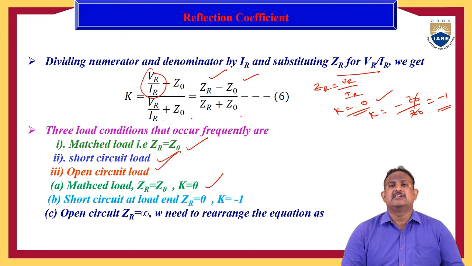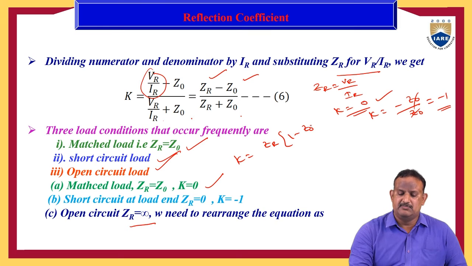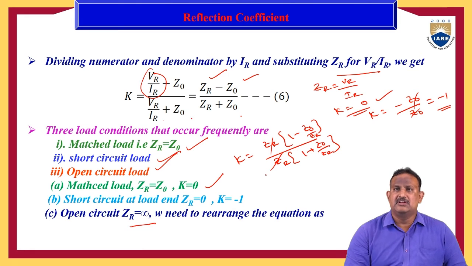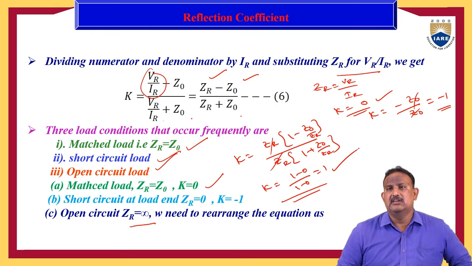Then if we open circuit the transmission line, we can substitute ZR equal to infinity. Then K is equal to, if we take ZR common in the numerator, ZR into 1 minus Z0 by ZR, and in the denominator also ZR common, 1 plus Z0 by ZR. So ZR cancels. If you substitute ZR equal to infinity, K is equal to 1 minus 0 by 1 plus 0, that is K is equal to 1.